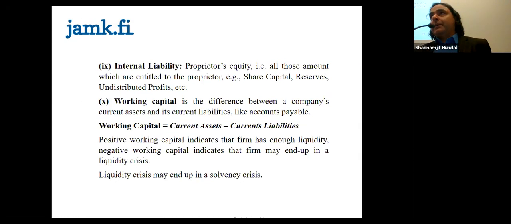And then comes your internal liability. Before I go to internal liability, may I ask you, can you see the internal liability and external liability here? There is a reason I flip the chart. The word is liability, so it must be on the other side. Internal liability and external liability.